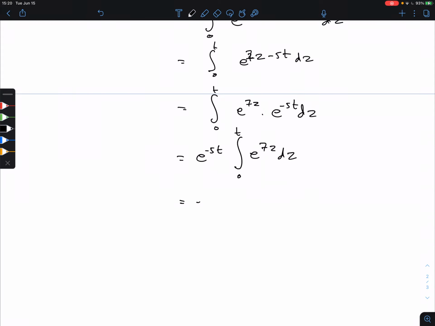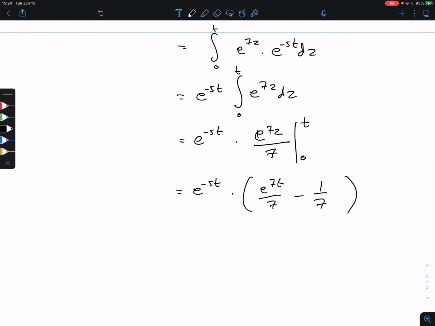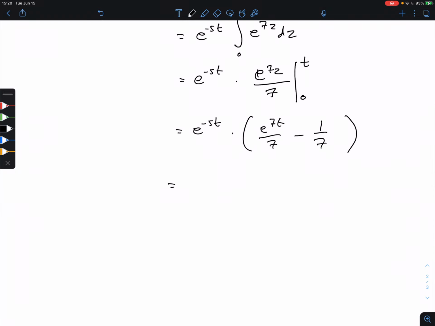Now, this integral is very easy, right? We have e^(minus 5t), and then what is this? e^(7z) divided by 7, compensation by 7, right? Evaluated between t and 0. Okay, this would be e^(minus 5t) times, let's see, if I plug in t, I get e^(7t) over 7, minus, and if I plug in 0, I get 1/7. Correct? Okay. So what is this? If I multiply this out, I get e^(minus 5t) times e^(7t). Well, the exponents add up, and this is e^(2t) over 7 minus e^(minus 5t) over 7.